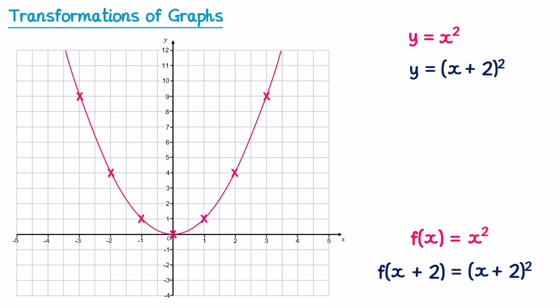To do this, we're going to substitute in some points again. So let's start with x equals 0. So we need to do 0 plus 2 squared. Well, 0 plus 2 is 2, and if you square 2, you get 4. So we get the point 0, 4.